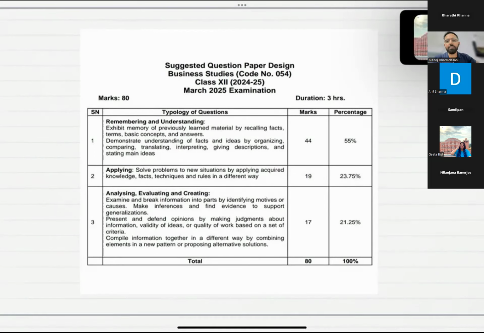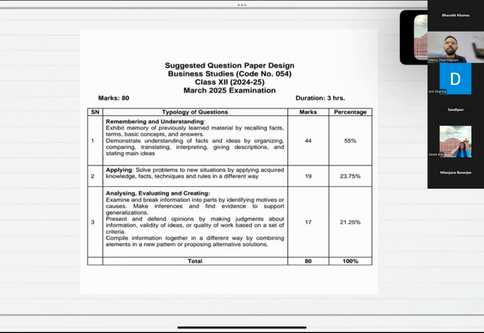Then the applying category is very well known to us, because in this category they have to solve a problem in a new situation by applying acquired knowledge, facts, techniques and rules in a different way. And this is the category where we ask which principle is being violated, or which principle will apply if you are the manager. Which principle do you think you will apply to improve this situation? So this applying category has been 19 marks, which is approximately 24% of the paper. And the rest of the categories, which include analyzing, evaluating, and creating, have questions of 17 marks, which is not more than 22%.